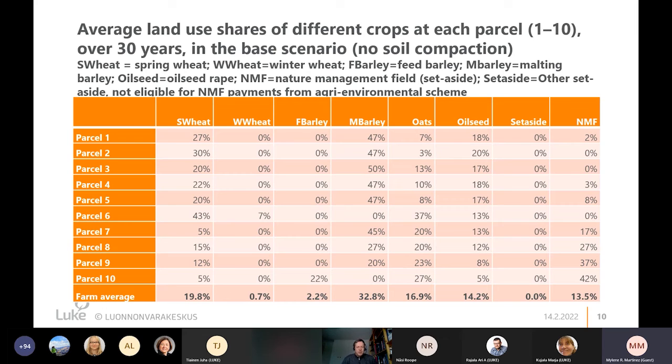So the field parcel 10 is the most far away, and parcel 1 is closest to the farm, which is quite sensible, because this model also accounts for logistic costs.